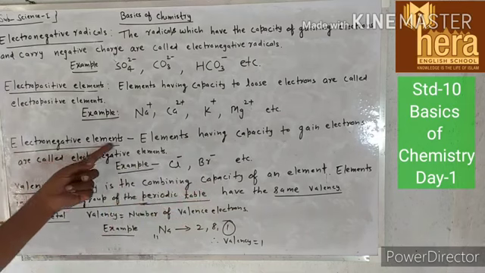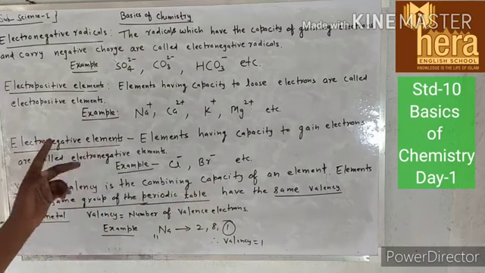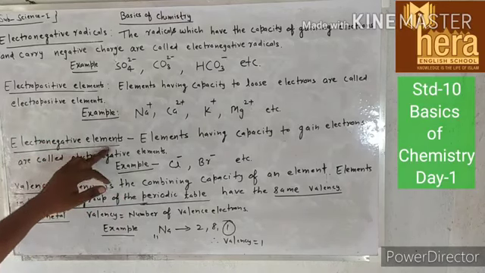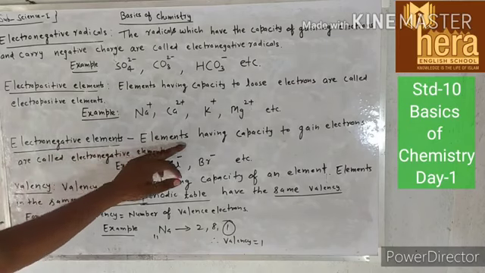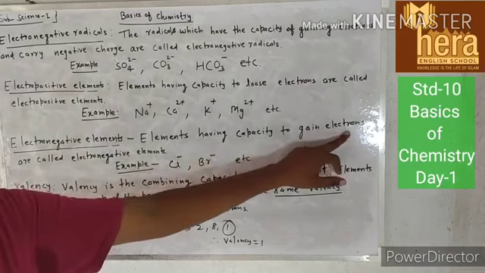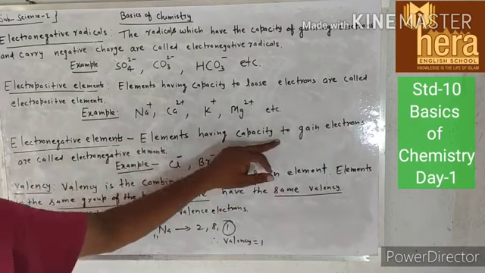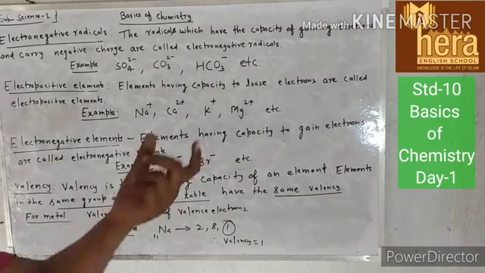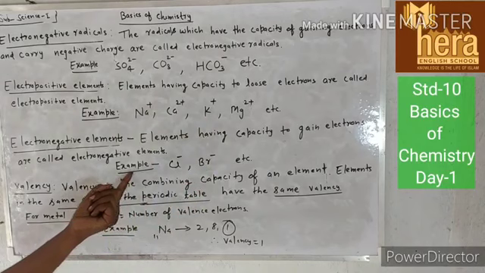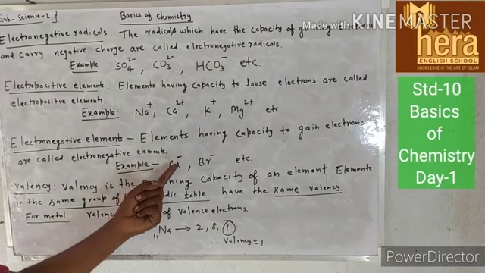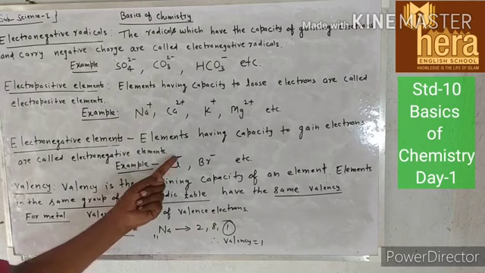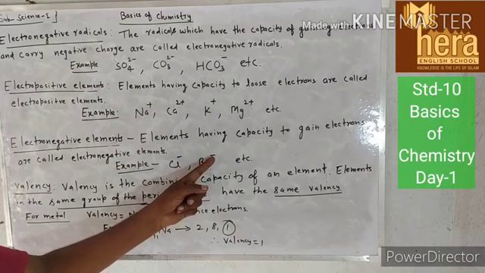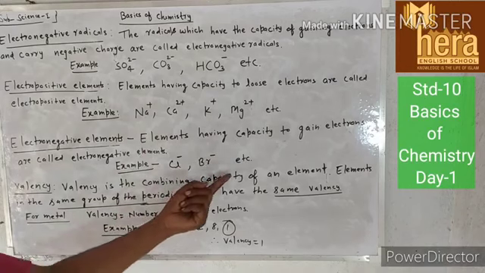Similarly, electronegative elements. The previous one was electronegative radicals; this is electronegative elements. Elements having the capacity to gain electrons are called electronegative elements. They can receive electrons. Example, Cl minus, that is chloride. Br minus, bromide. They can gain 1 electron, etc.